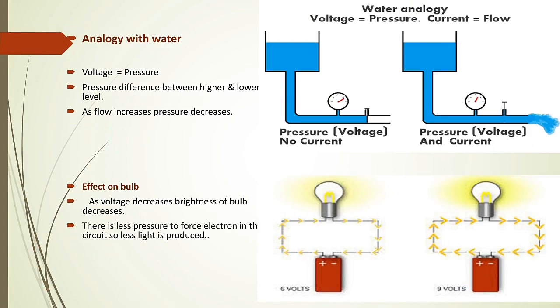Then effect on bulb. As voltage decreases, brightness of bulb decreases. See in the figure, we take two voltage sources, 6 volt and 9 volt batteries. In 6 volt, brightness is slightly less and in 9 volt brightness is more. Means there is less pressure to force electron in the circuit, so less light is produced in 6 volt. And there is high pressure to force electron in the circuit, so a higher level of brightness is produced.